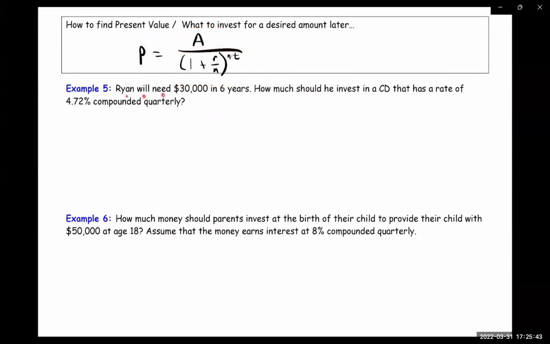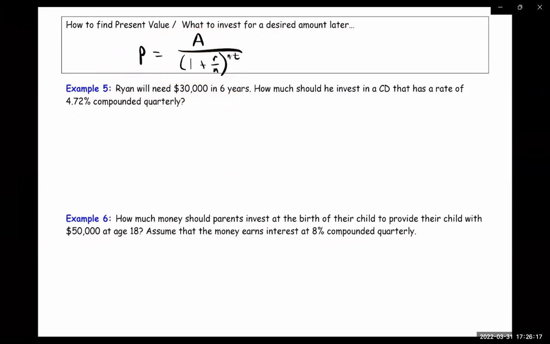So Ryan will need 30,000 in 6 years. So that's projecting how much the person would need in the future in order to know how much he should invest now. So he's going to need $30,000 in 6 years. How much should he invest in a CD that has a rate of that compounded quarterly? So this is a situation where you would now use this formula because you're trying to figure out how much he should invest now, knowing how much he needs in the future.